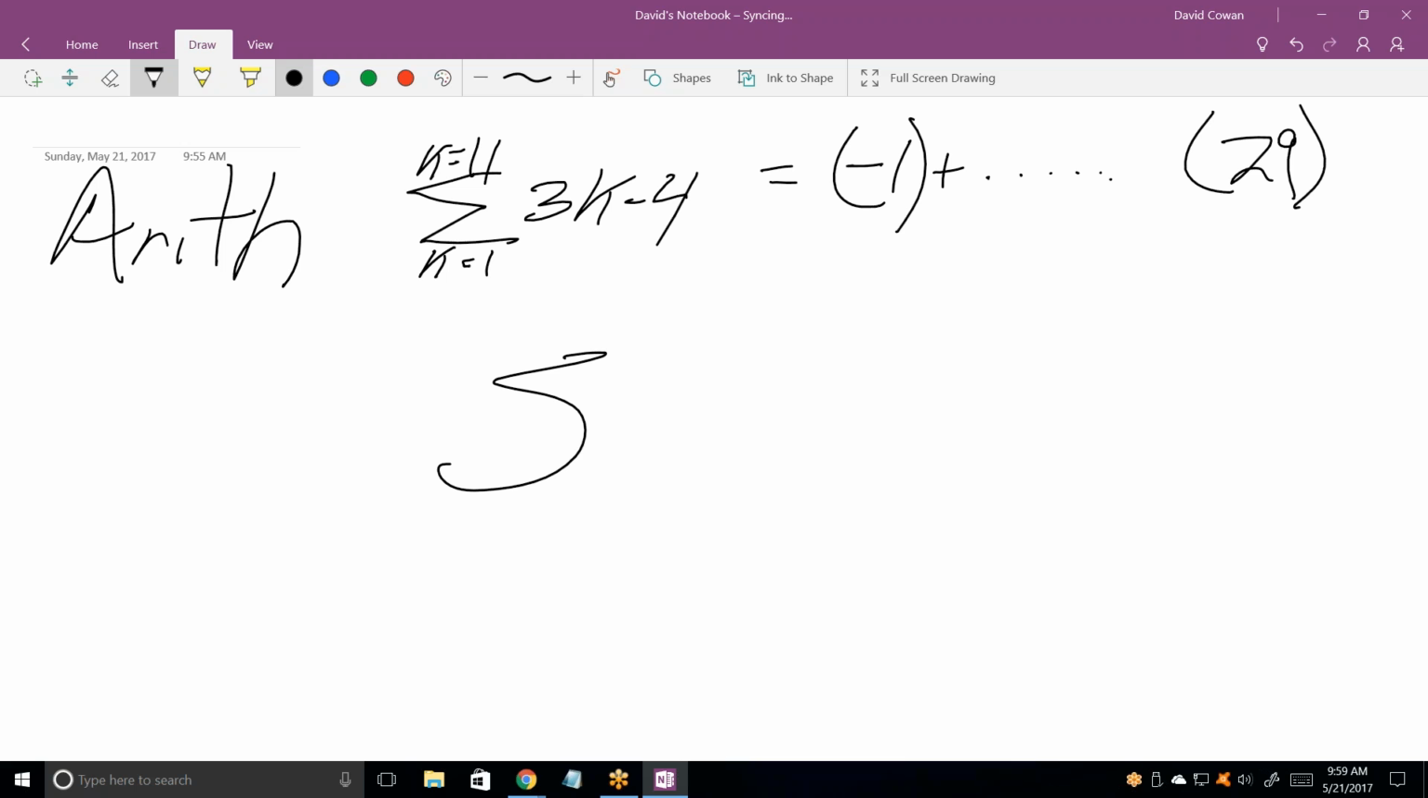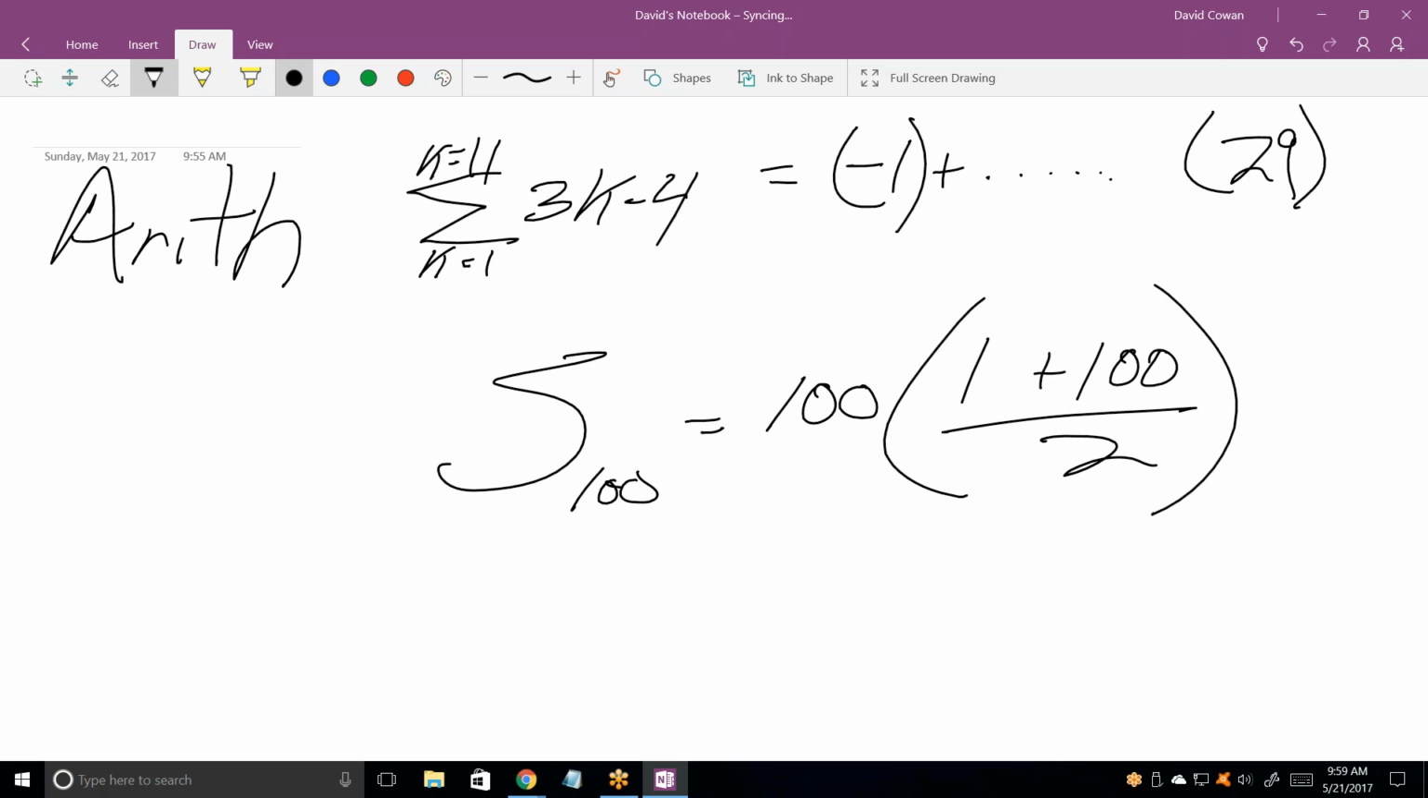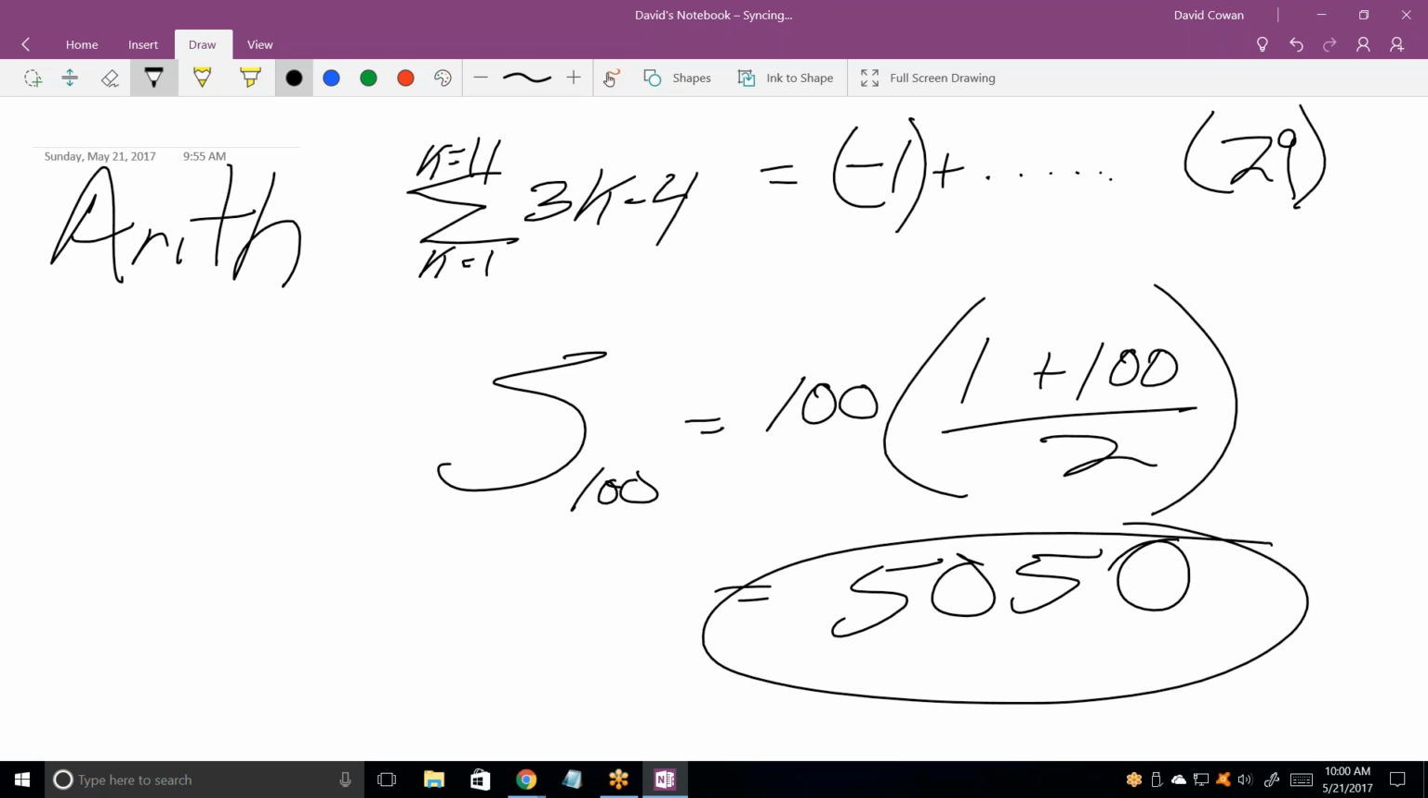The sum of the numbers from 1 to 100? So that'd be S of 100 equals 100 times (1 plus 100) over 2. Yep. That's it. So then 101 divided by 2 is 50 and a half, times 100. I believe that's the answer. Yep, 5,050.